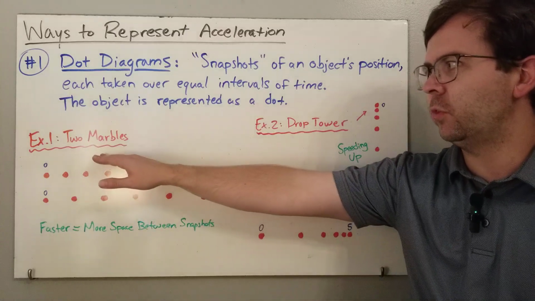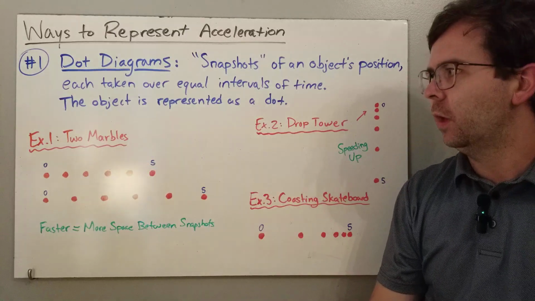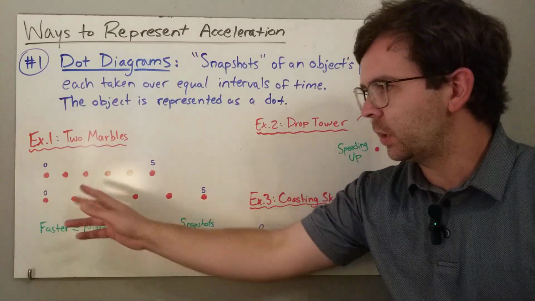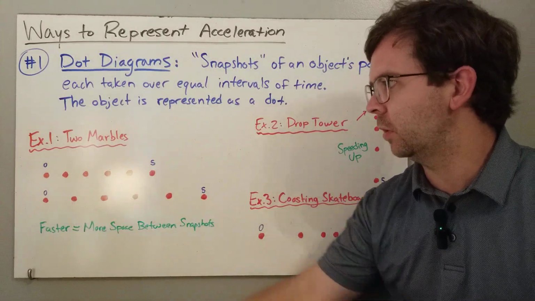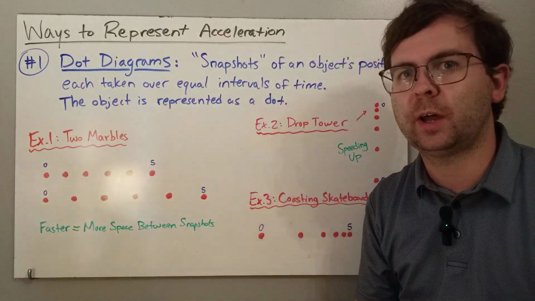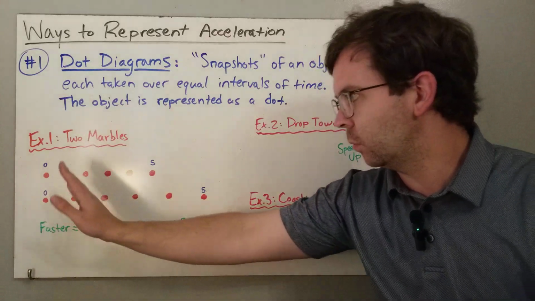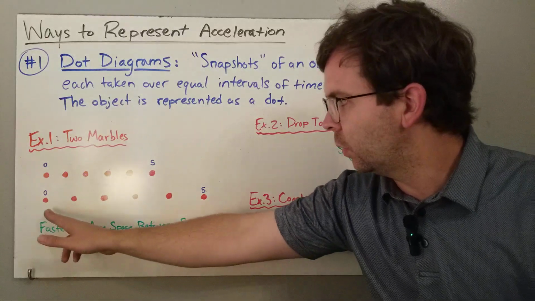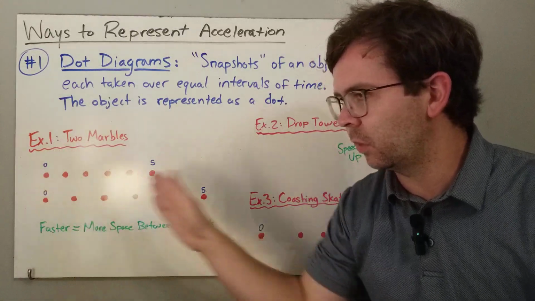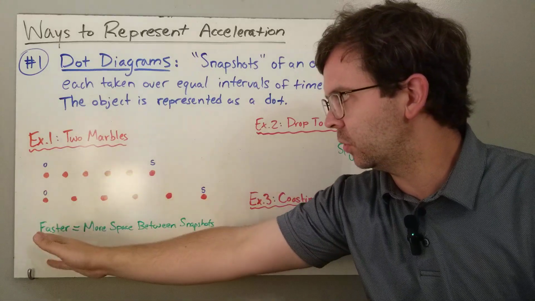So our first example, we have two marbles. These marbles are represented by these dots here, and they're going at two different speeds. And I know that because this is the first snapshot. I wrote a 0 to represent a time of 0. So when we first start out, the two marbles are at the same position horizontally along the same number line here. They're at the same position.